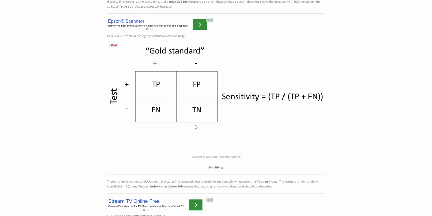Scrolling down here to this 2x2 table, you see the calculation of sensitivity, which is the number of true positives divided by the true positives and the false negatives.